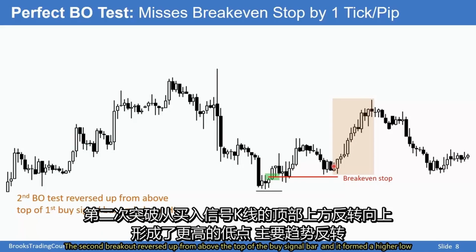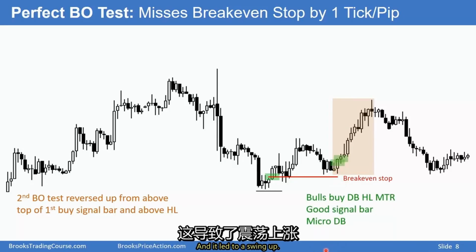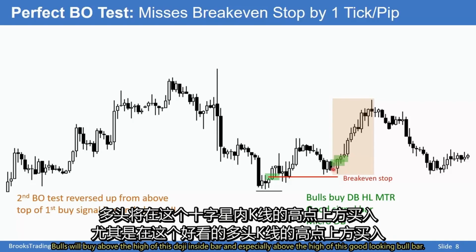The second breakout reversed up from above the top of the buy signal bar, and it formed a higher low major trend reversal, a double bottom, good bull bar here, and then a good bull bar here, and it led to a swing up. Bulls will buy above the high of this doji inside bar, and especially above the high of this good-looking bull bar.